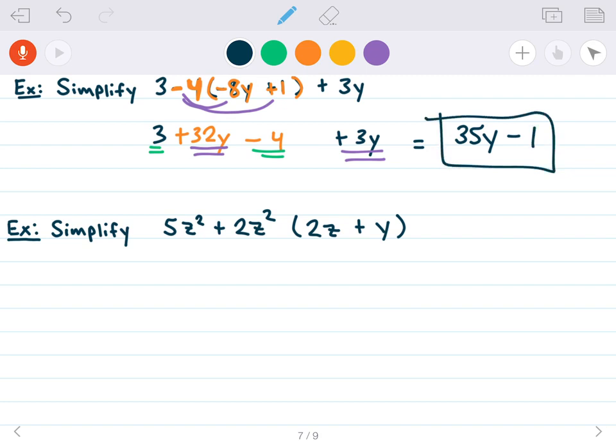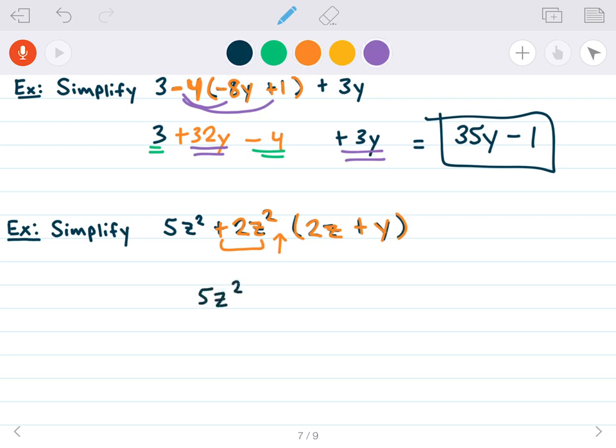Okay, all right, so let's see. What am I distributing here? Well, there's no sign right here between this guy and the parentheses, right? This is a term, a whole term. So I am distributing this thing, this positive 2z squared, into this parenthesis that contains 2z and positive y. Okay, so the only thing that's going to come down is this 5z squared in the front.